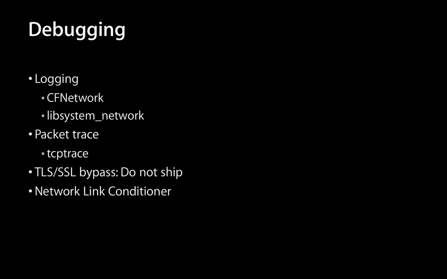Another thing that's really important when debugging networking problems is packet traces. It's really important to look at what your application is actually putting on the network. Looking at that in a TCP dump can be a real challenge. Fortunately, there's a great tool out there called TCP Trace, which we'll cover as well. One technique that can be really useful for debugging is to have a TLS or SSL bypass. It's really important that if you put this in, you don't ship it, because it can become a security vulnerability.